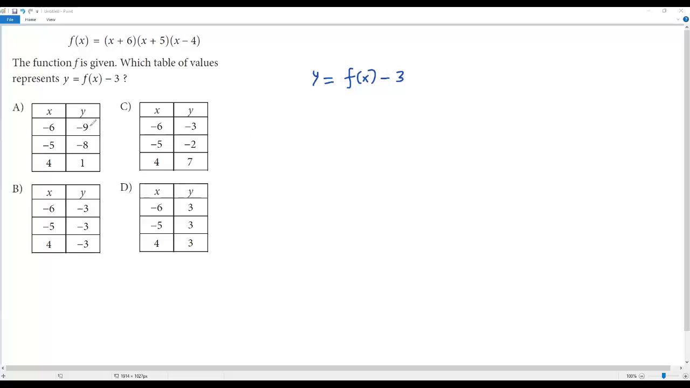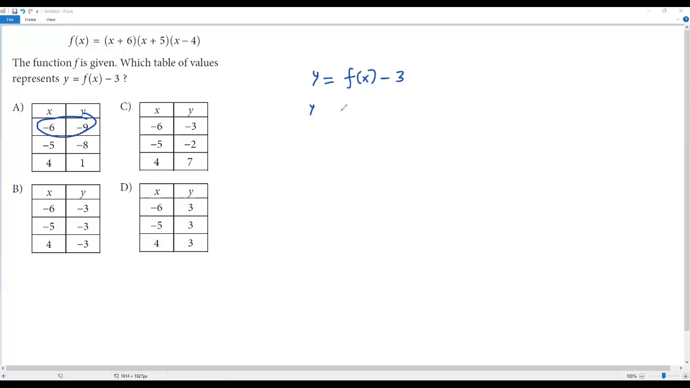To check whether option A is correct, I have to plug x = -6 into this function. When I plug in x = -6, I must get -9 for y, because in the table, when x = -6, y is equal to -9. So now let me plug in to check whether option A is correct. Let me take the first pair of values for x and y.